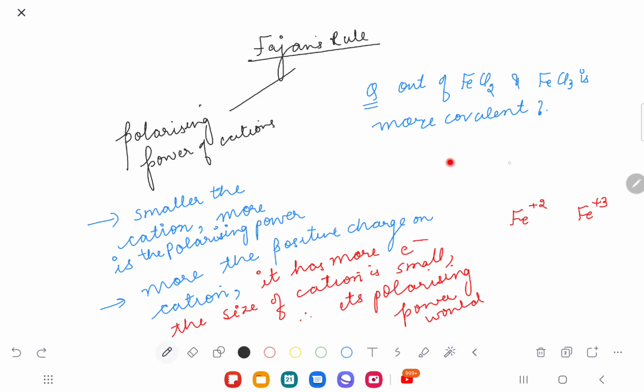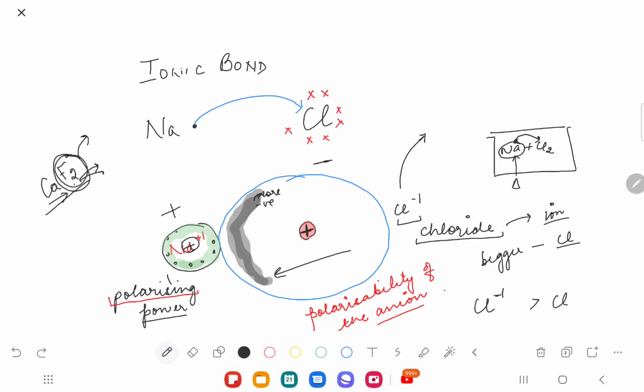FeCl3. No, it will be more covalent. It's not about losing bonds. Understand? That's what I'm trying to explain to you. See, listen to me. Exactly. It's about the electrons being in the center of the two nuclei. And when will the electrons be in the center of the two nuclei? When the nucleus of the cation will pull them in the center. And which ion will pull the electrons in the center to a more extent, Fe plus 2 or Fe plus 3? Definitely Fe plus 3, because it is smaller in size.